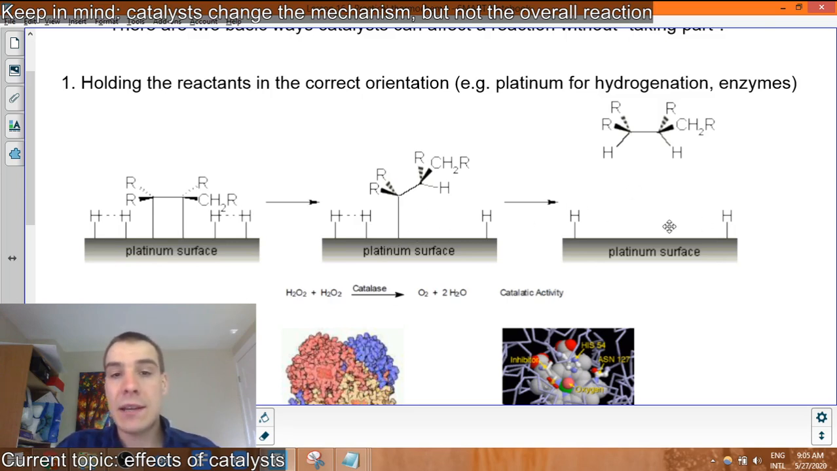It's changing the mechanism. If this were happening in solution or in gas phase, you'd have to wait for the hydrogen to bombard the ethene, but here it's right there on the surface and the ethene's going to come in.